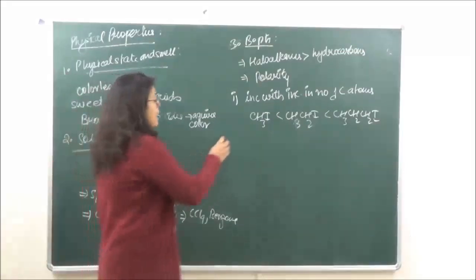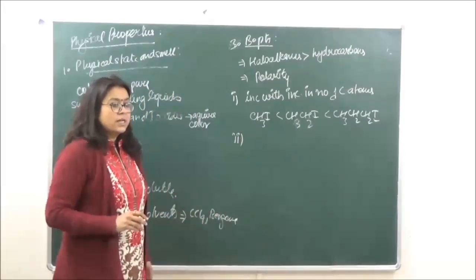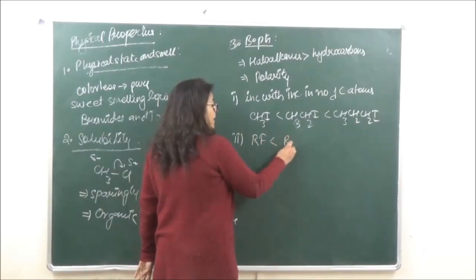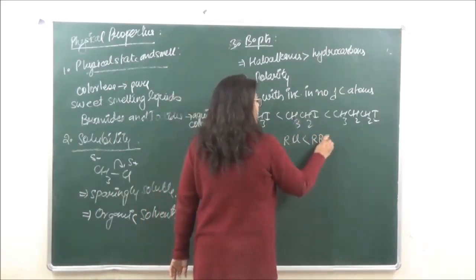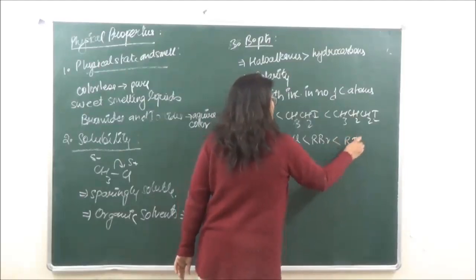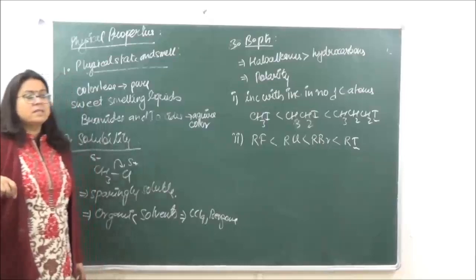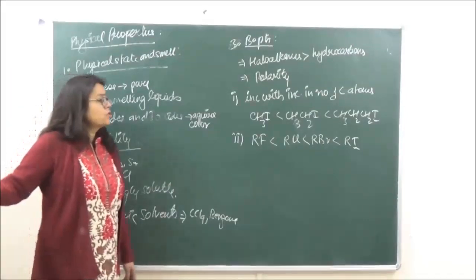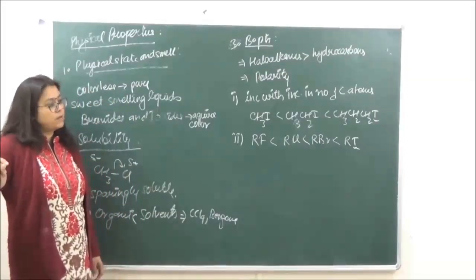Now, if the alkyl group is the same but the halogen is changing, in that case also the boiling points keep on increasing with increase in the mass of the halogen. The reason is the same: as the mass of the halogen increases, the van der Waals forces of attraction increase and hence the boiling point also increases.